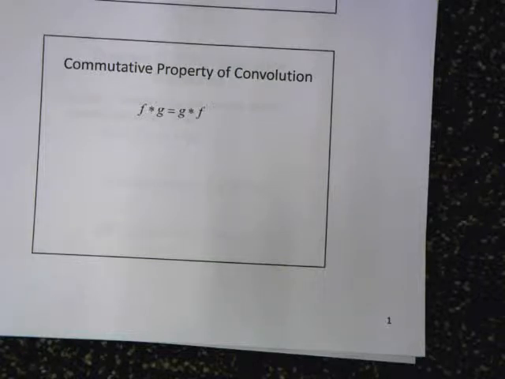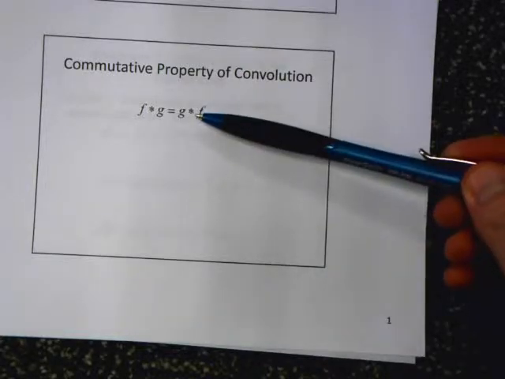Are all operators commutative? No, give me an example of one that isn't. Division usually isn't considered an operator because it doesn't deal with functions, it deals with numbers. 5 divided by 2 is not the same as 2 divided by 5. I agree. Composition is not commutative. F composed with G is not the same as G composed with F, usually. But it does work for convolution.